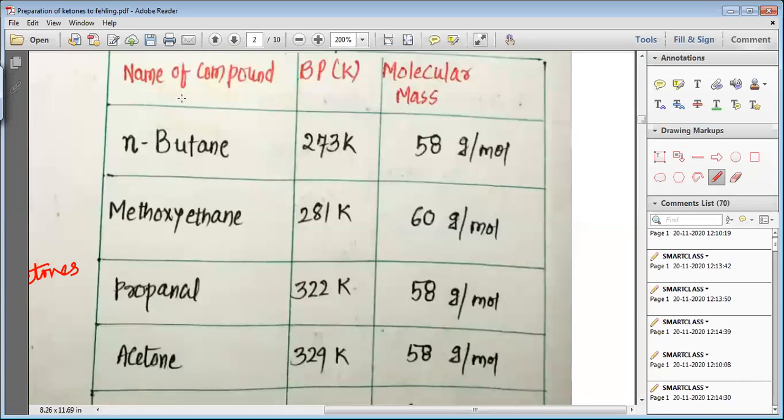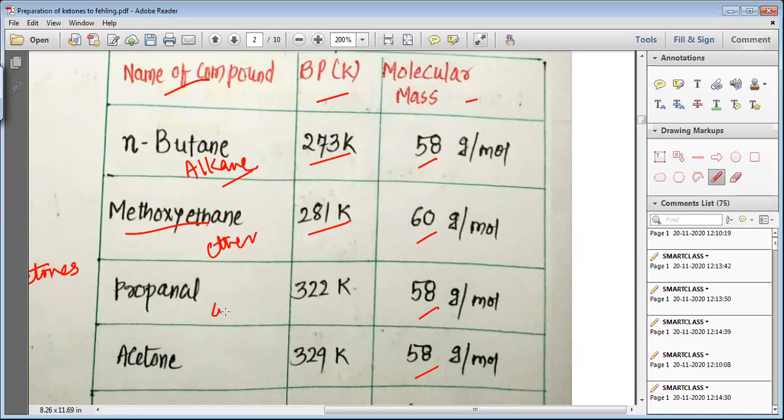Now we have the names of the various compounds, their boiling points in Kelvin and their molecular masses. You can see that we have chosen compounds whose molecular masses are very comparable, very near to each other. Three of them have 58 gram per mole, whereas only methoxymethane has 60 gram per mole. You can see their boiling points. The boiling point of normal butane, which is an alkane, is 273 Kelvin. Methoxymethane is an ether; its boiling point is 281.